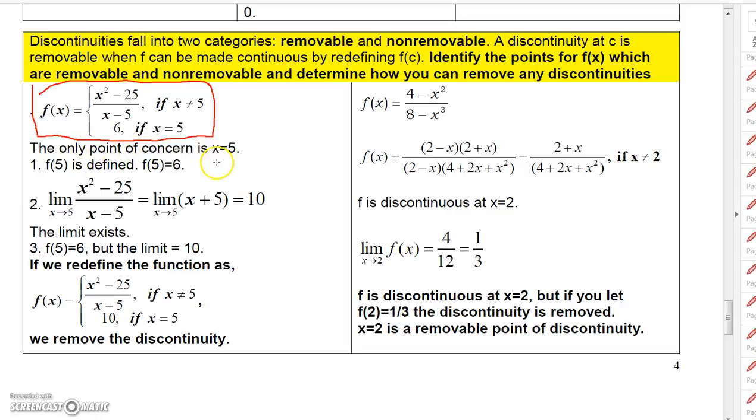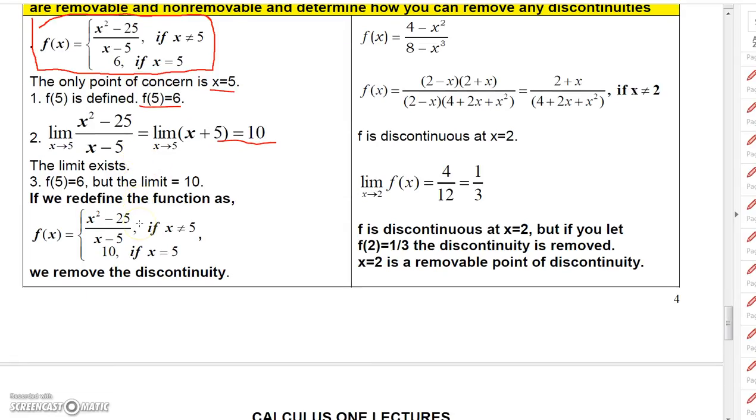The only point of concern is at x equals 5, because that's the only place this is undefined. But if you take the limit of this function as x approaches 5, you're actually going to get 10. But the functional value is defined to be 6. So what you could do is change this value from 6 to 10, and then the limit of the function is equal to 10, and also the functional value is equal to 10 at x equals 5. So therefore we remove the discontinuity at x equals 5.